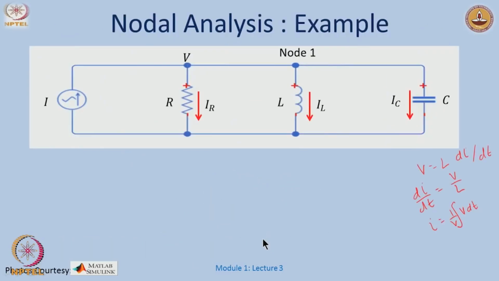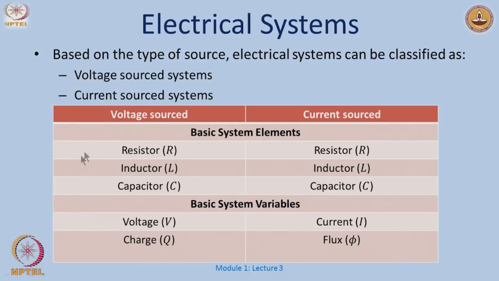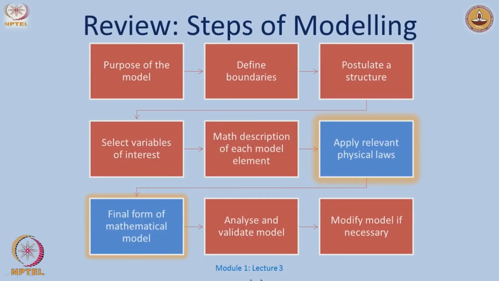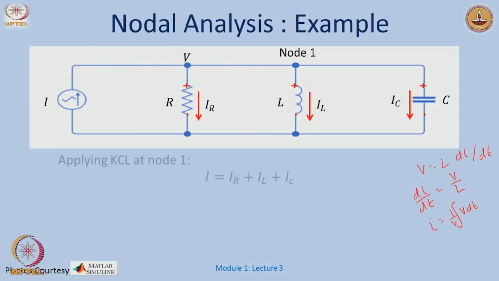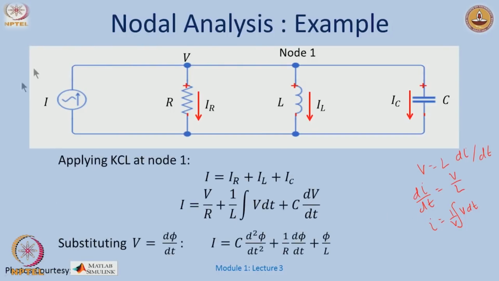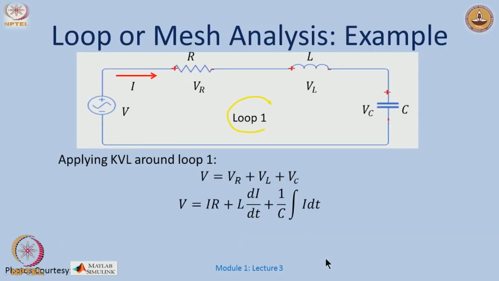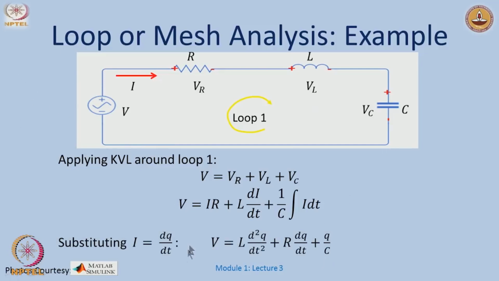Okay, we will quickly go back and check if it is true or not. So, when I said that for the voltage sourced system or a circuit, the basic system variables that define my dynamics or the equations are the voltage and the charge, right. And we were somewhere in this step. So, we applied relevant physical laws and got some final mathematical model. We started with the basic physical model, writing down the basic conservation laws to arrive at the dynamics of the system. Similarly, over here, for a voltage source circuit, I start with my basic laws and I arrive at this differential equation, which is the mathematical model of the system.